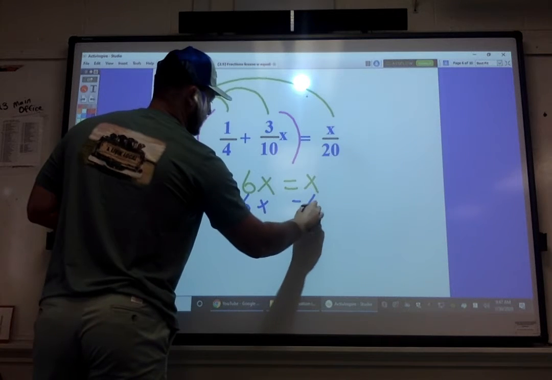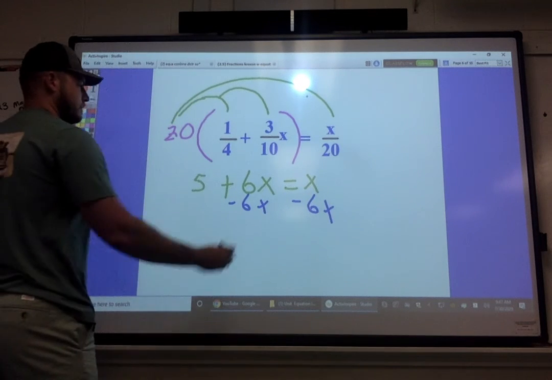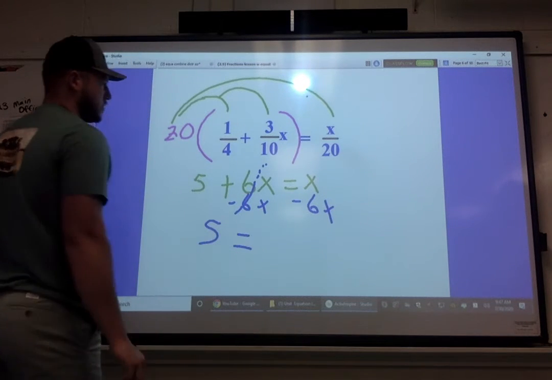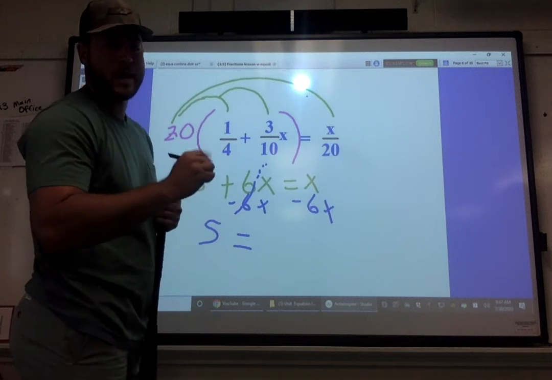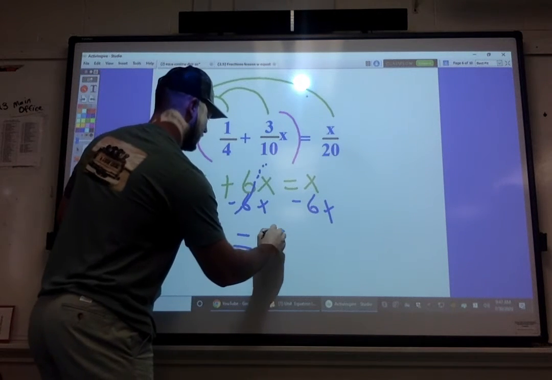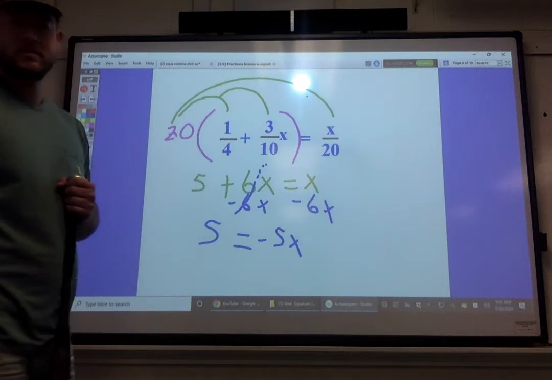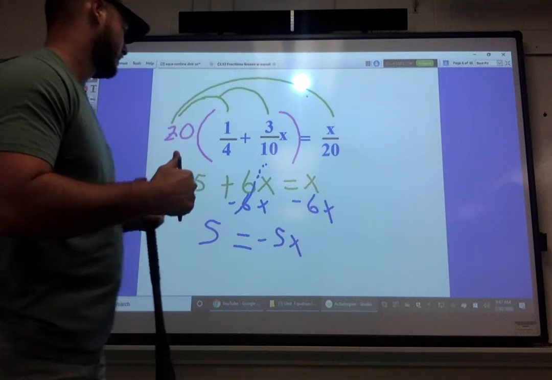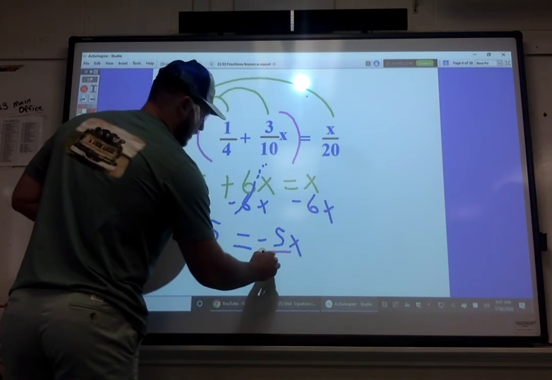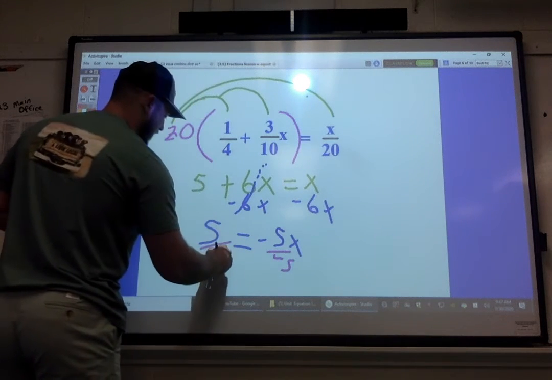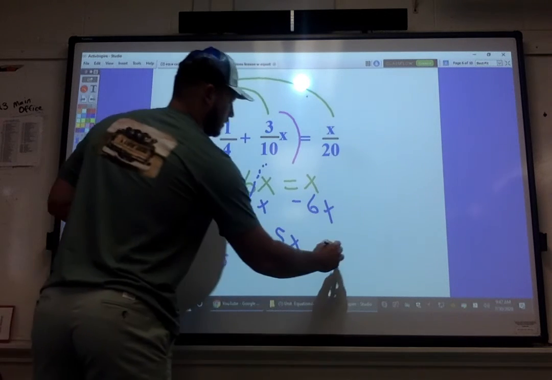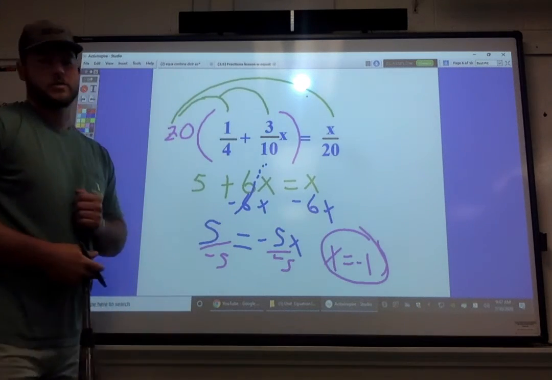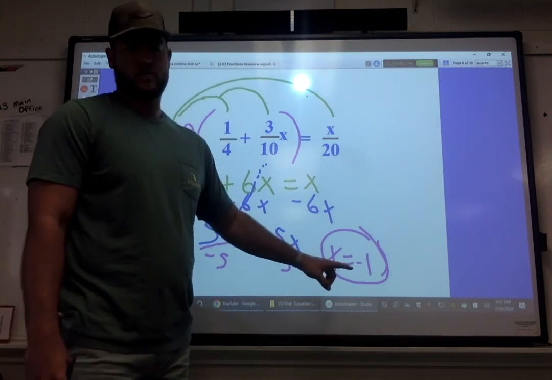So I'm going to subtract my 6x. Right? That goes away. So now I'm left with 5 equals 1x minus 6x, which is a negative 5x. Right? Still not done yet. Our goal is to get our variable by itself. So to do that, I'll divide by -5. 5 divided by -5 is -1. Again, make sure we're getting our correct signs. Can't forget that negative. x equals -1.